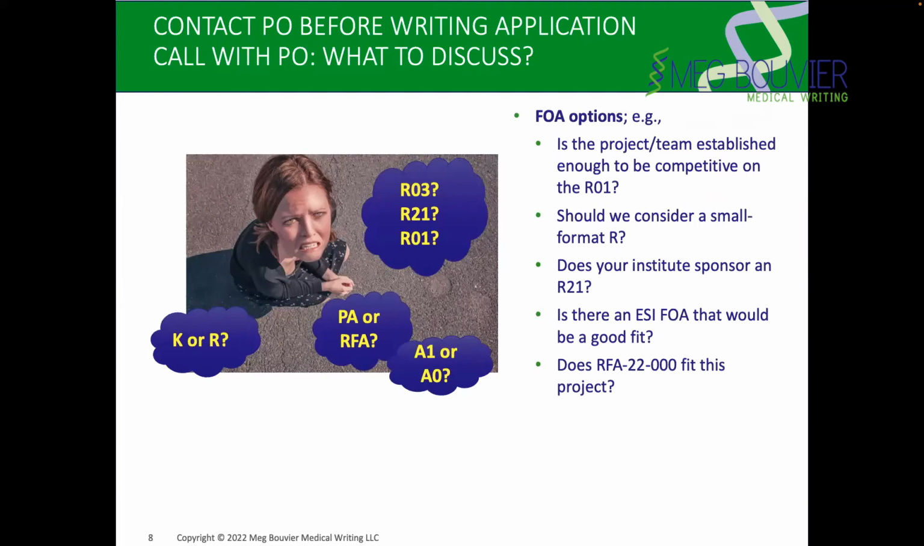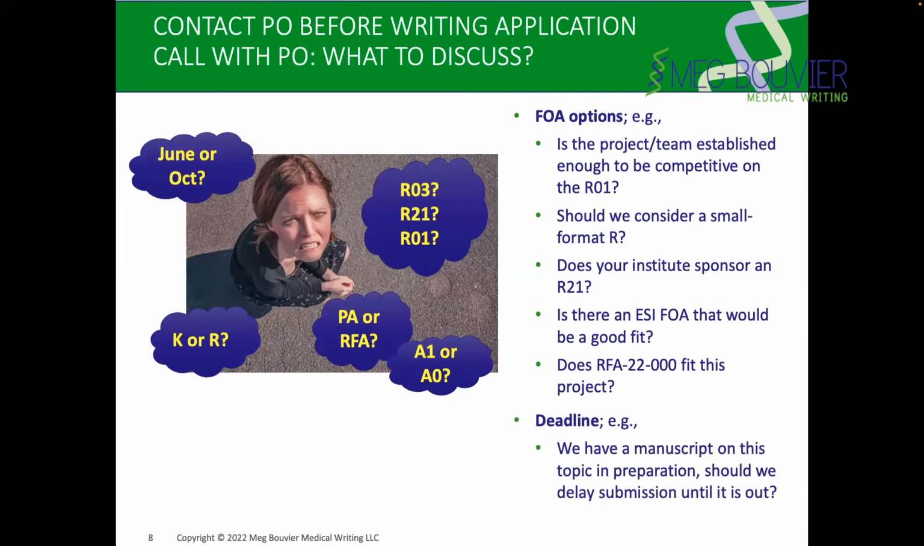Do you have enough data to do an R01, or is there less data and you want to do an R03 or R21? Do they have a topic-specific RFA that would fit the Aims page, or should you go into the parent announcement? If you're applying for a resubmission, are you going to make extensive revisions and put it in as an A0 again, where it's not connected to the summary statements, or are you going to do a resubmission as an A1 where the reviewers will read the summary statements? This is all fair game to discuss with your program officer. And which deadline? And often that has to do with how much preliminary data you have.